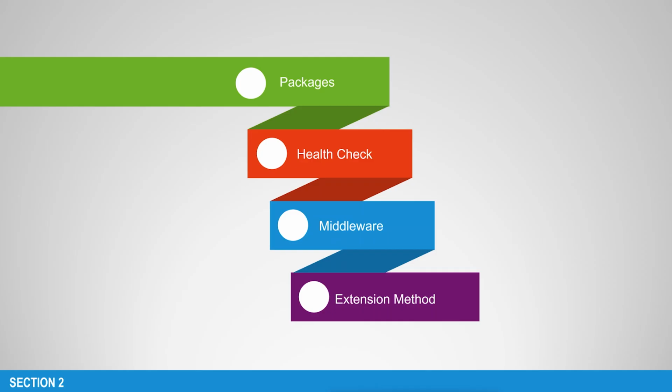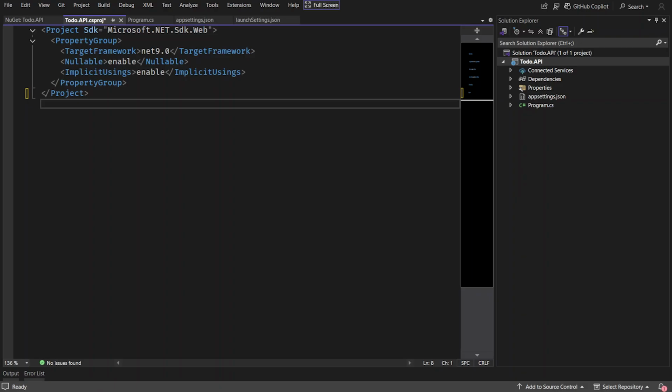Let's get started. There are many ways to include packages in .NET applications. Packages can be added by using the .NET CLI commands inside the terminal. In Visual Studio, packages can be added using the Package Manager console and also the NuGet Package Manager. Packages can also be added by directly including the package reference inside the project.